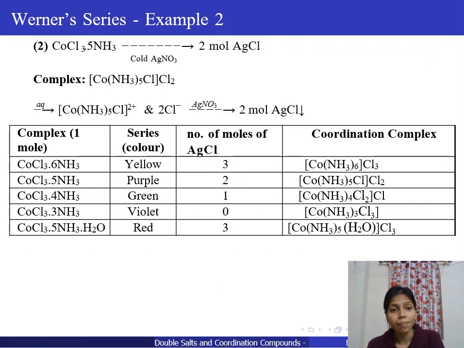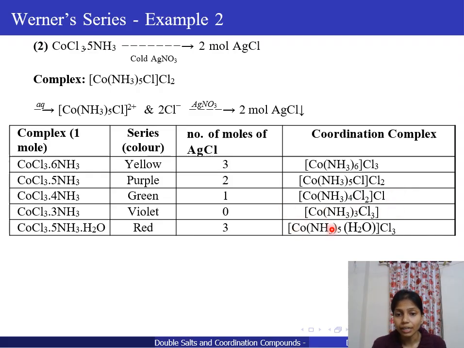For the second compound, where 5 moles of ammonia are there, he obtained 2 moles of silver chloride. That means the formula of the complex must be cobalt, 5 ammonia, 1 chloride inside, and 2 chloride outside, because of 2 moles of silver chloride. So from these observations he gave the formulas of the coordination complexes. The first has 3 chloride outside; the second has 5 ammonia, 1 chloride inside and 2 chloride outside.